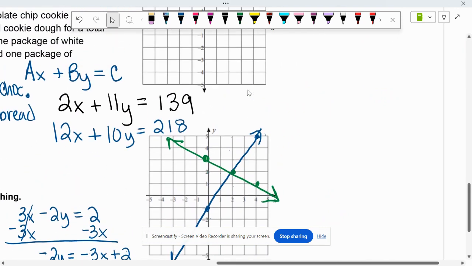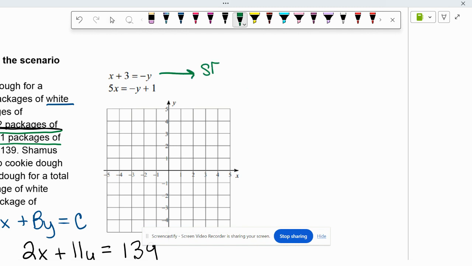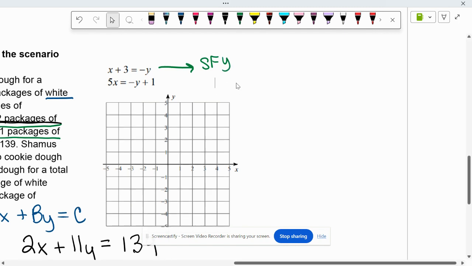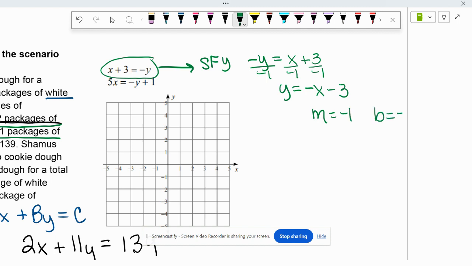All right, I'm going to slide up to this next one right here. Let's look at this one. If I wanted to solve for y in this equation, I'm going to rewrite it so you can see y comes first. Negative y equals x plus 3. What do I have to do to solve for y? I just have to divide every term by negative 1. So this is going to be y equals negative x minus 3. My slope is negative 1, and my y-intercept is negative 3.